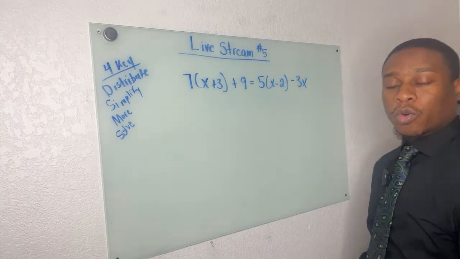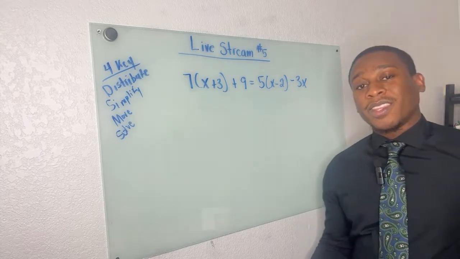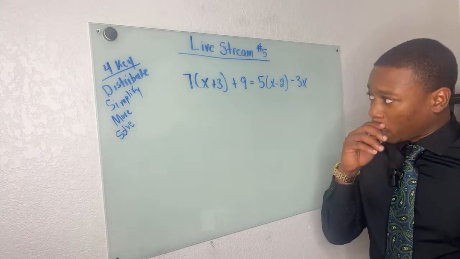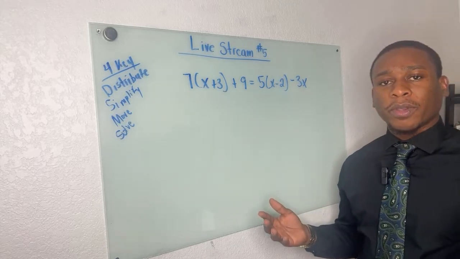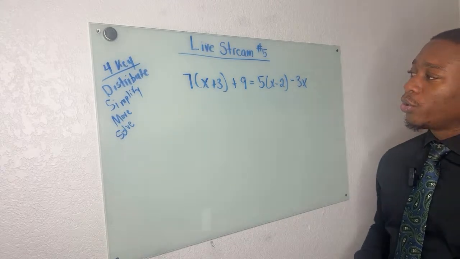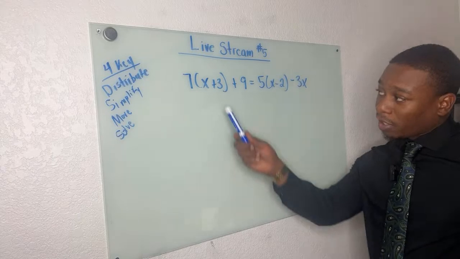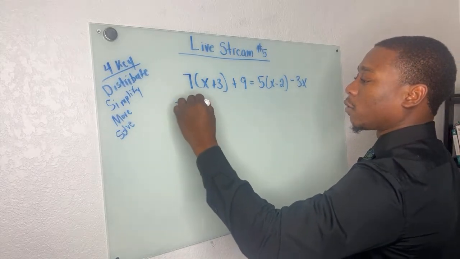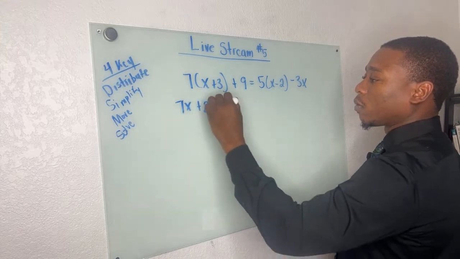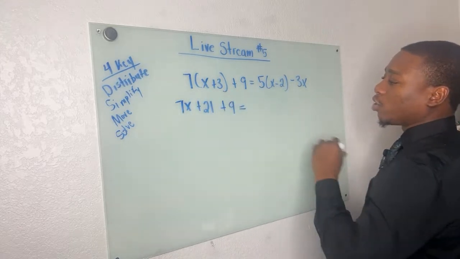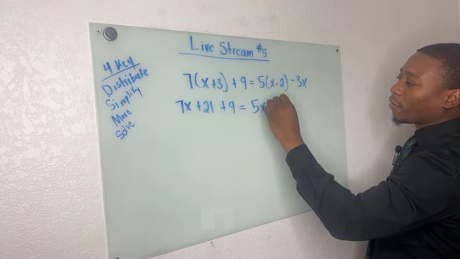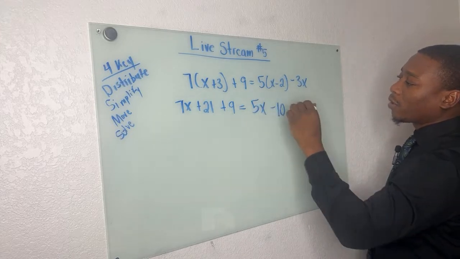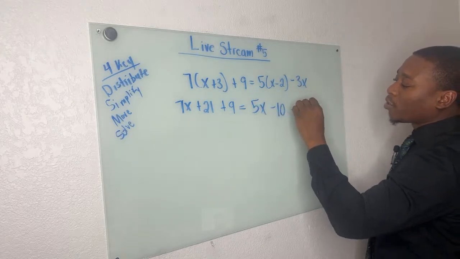So we're on the second type of solution. And in this solution, first thing we want to do with the problem is check to see if we have to distribute. And we do. So once we distribute on this left-hand side, we're going to have, and then once we distribute the second side, we're going to have 5x minus 10 minus 3x.